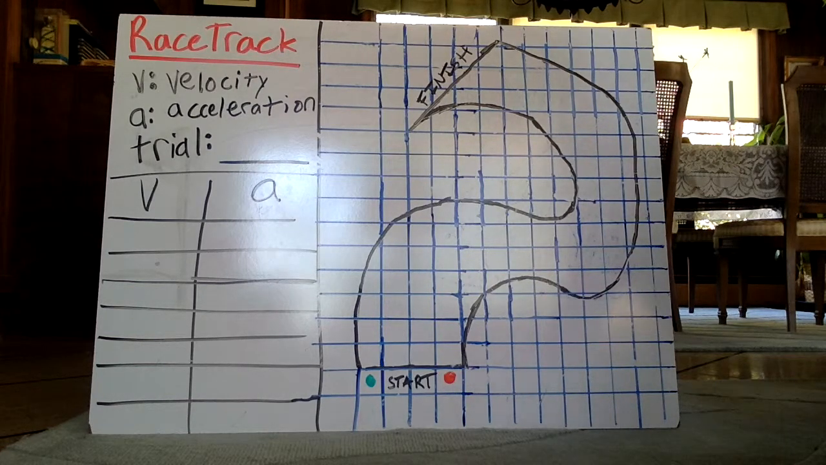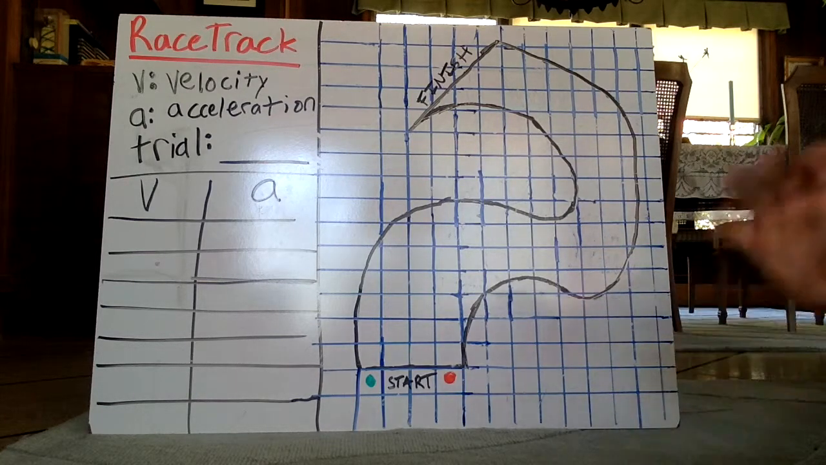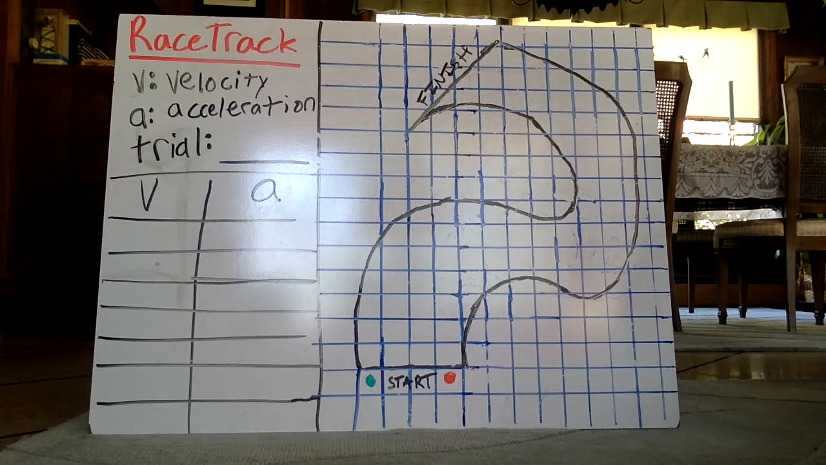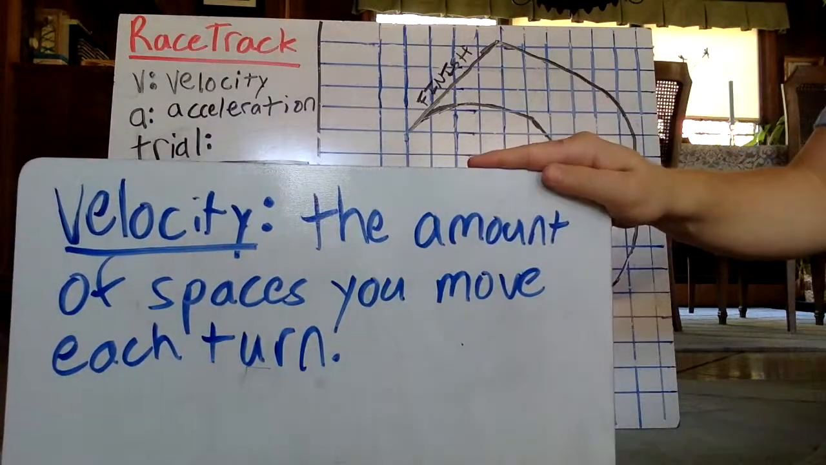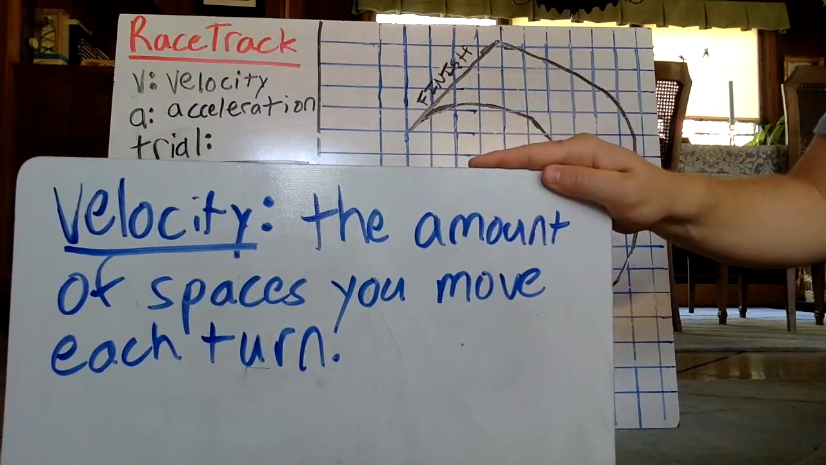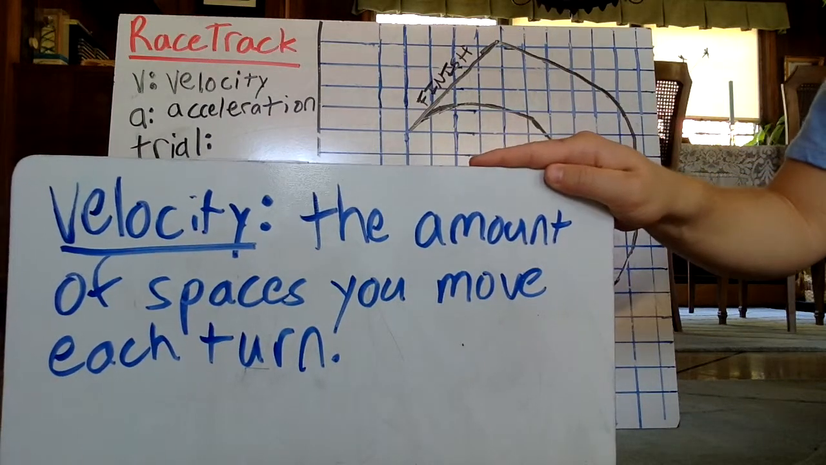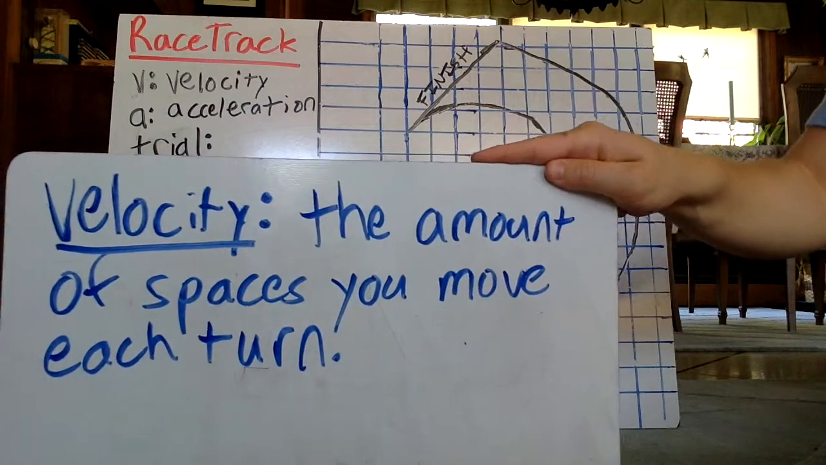Okay, let's get ready to teach you how to play the game. There are 2 terms that really go into the game that you just need to know the difference between. This is basically our objective: when we're done with this game, we're going to know the difference between what velocity means and what acceleration means. So let's start with velocity. There's our definition for velocity in this game. It's the amount of spaces you move each turn.